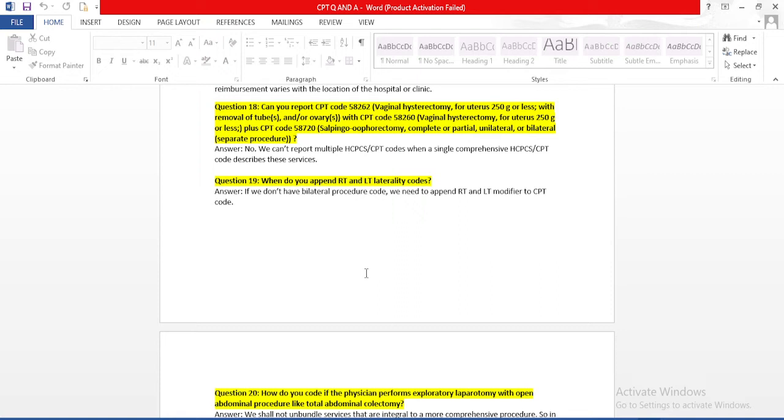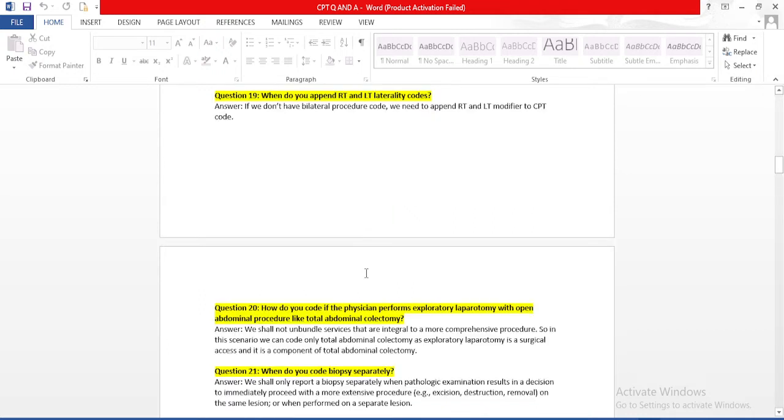So basically 58262 is a combination of hysterectomy plus salpingectomy, and the second one, 58260 plus 58720, are different procedures, but these two procedures are combined in 58262. So whenever the physician performs vaginal hysterectomy plus salpingo-oophorectomy, we need to code the most comprehensive, 58262. We can't code 58260 and 58720. These are separate procedures.